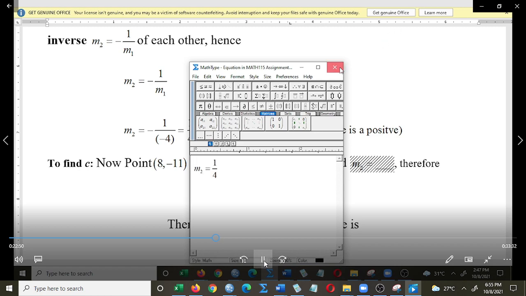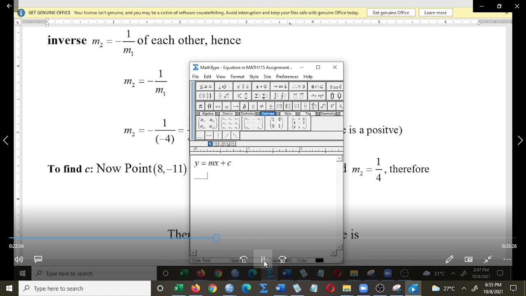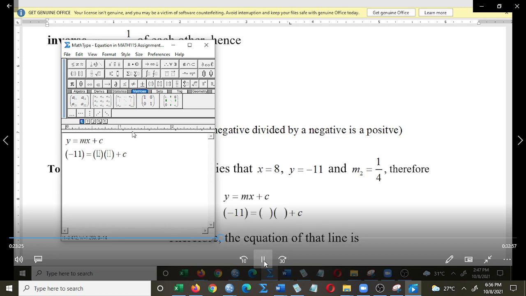So we can use this equation because c is inside of it, and start to substitute. We have to substitute a number there, and we're trying to find c. Based on the information we have laid out here, what number comes in here? y is negative 11. What number comes there? 1 over 4. What number comes there? 8.